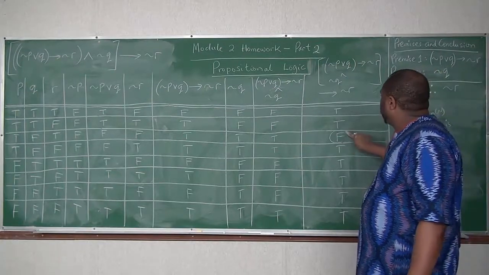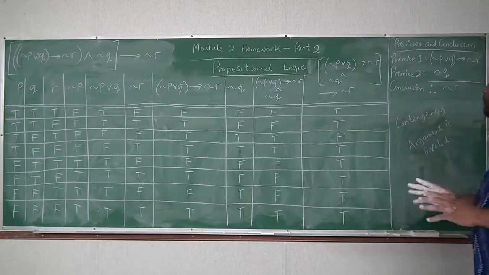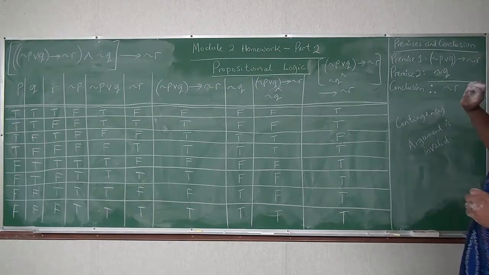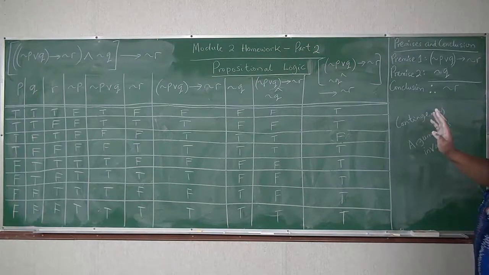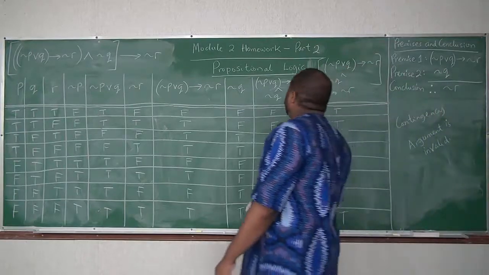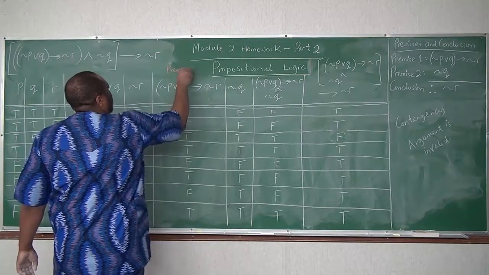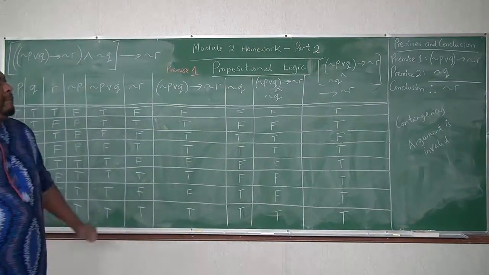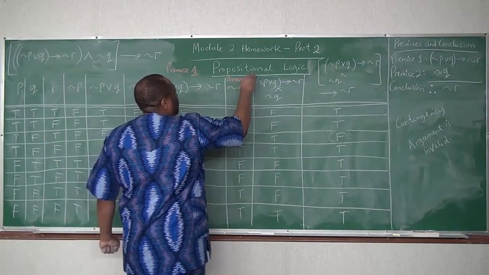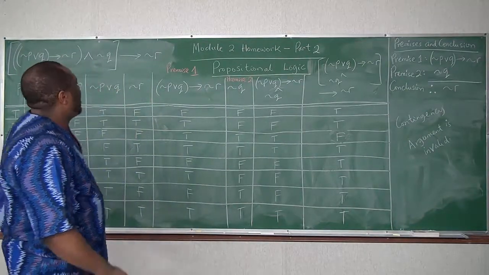Now, some of you might ask me to do the second method. If we need the second method, then we only need premise 1, premise 2, and conclusion only. That's all we need. So this is our premise 1. We need premise 2. Then we need the conclusion, not our conclusion.